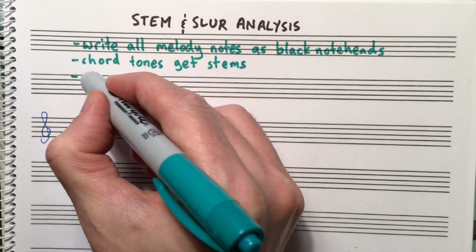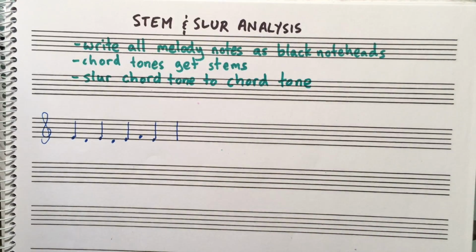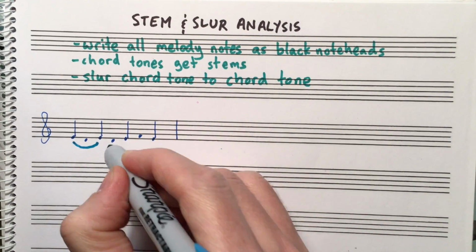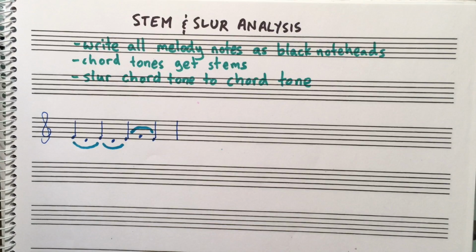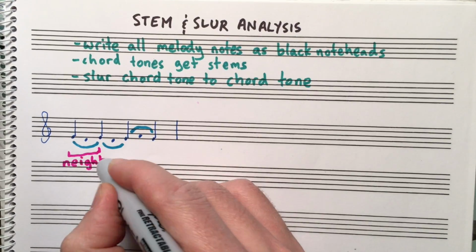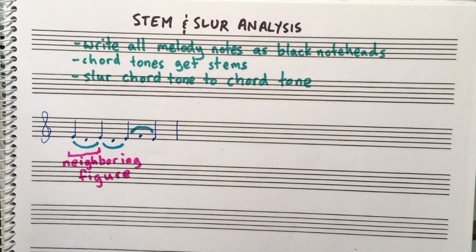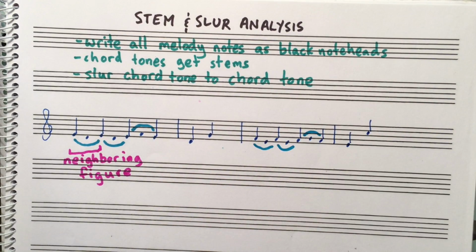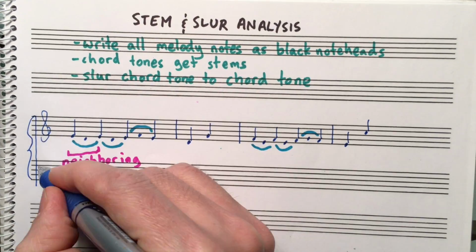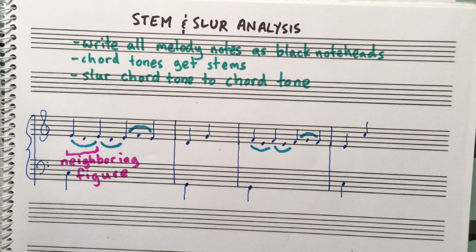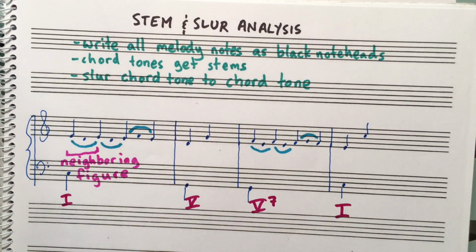Finally, you're going to add a slur from the first chord tone to the next, encompassing the neighboring tone in between. What this does is show that the three notes E, D, E combine to make a single figure, in this case, a neighboring figure. You'll do the same for the other neighboring tones, and so on for the rest of this phrase. Finally, put one bass note per chord in the lower staff and add the Roman numerals. Now what you have is a picture of the main melodic notes and how they are embellished with non-chord tones.